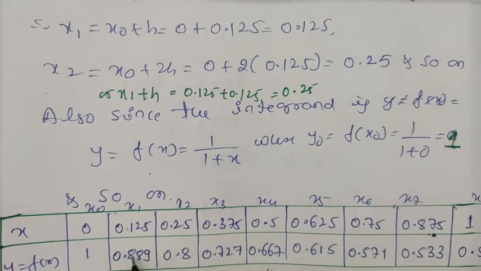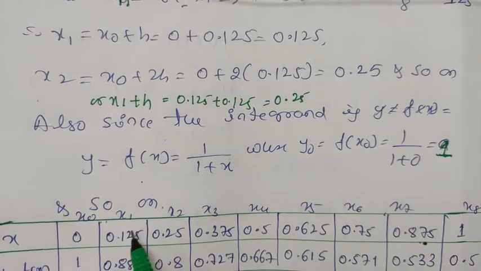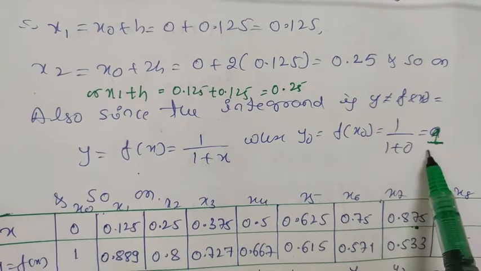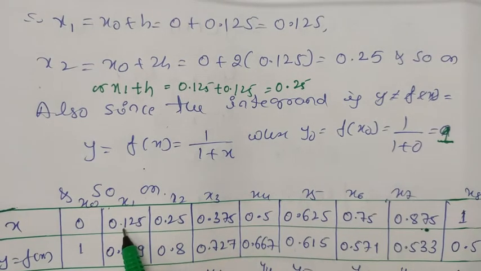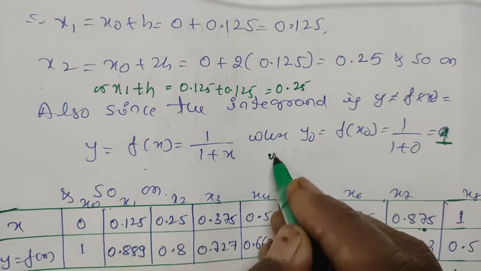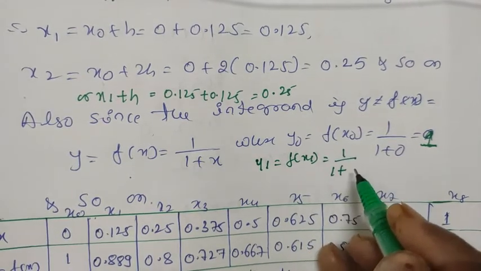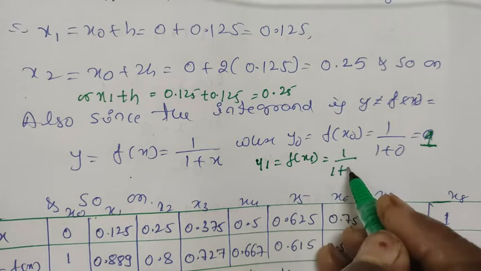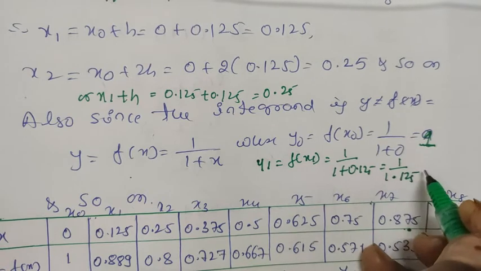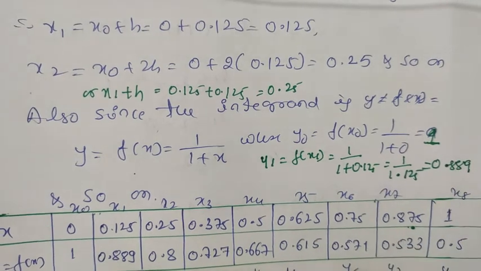So now you have to find the corresponding y values. Here f of x is 1 divided by 1 plus x. The first value, for x0 equal to 0, is 1 divided by 1 plus 0, which equals 1. Similarly, for x1 equal to 0.125, y1 is f of x1, equal to 1 divided by 1 plus x1, that is 1 divided by 1.125. After simplification, you will get 0.889. You can do this using a calculator.